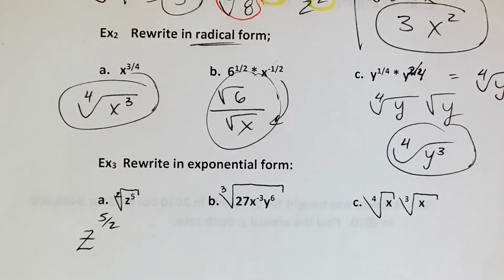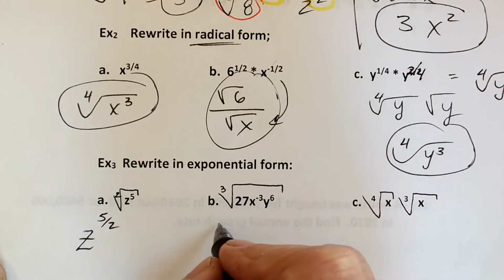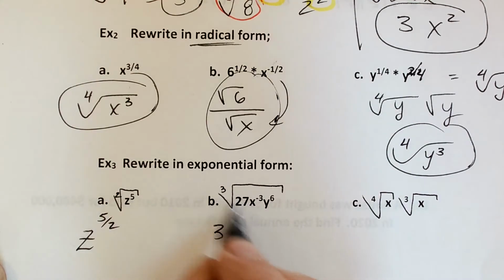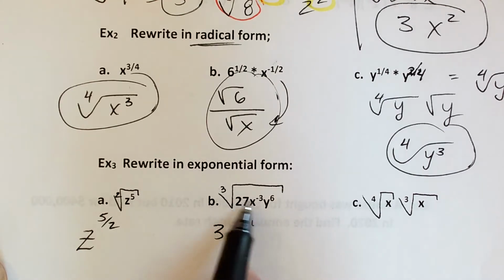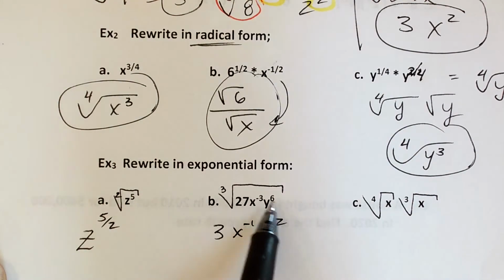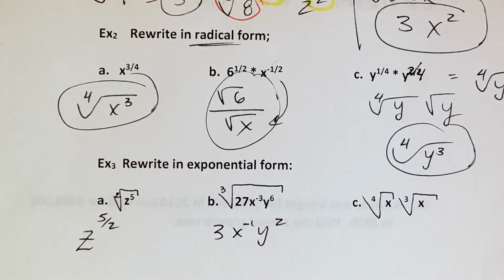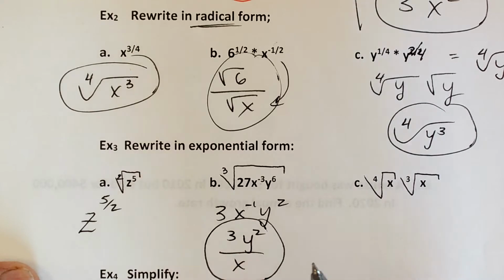I'm going to simplify this first before I rewrite in exponential form. So I do know that I'm going to have a cube root of 27 x to the negative 1, because I take a third of the exponent y squared. I'm going to take a third of the x to the 6. Okay, cube root of 27, 3 times 3 times 3. Take a third of the exponent, a third of the exponent, and then finally I'll just write this as 3y squared over x. How am I doing? Am I doing okay? Okay, good.